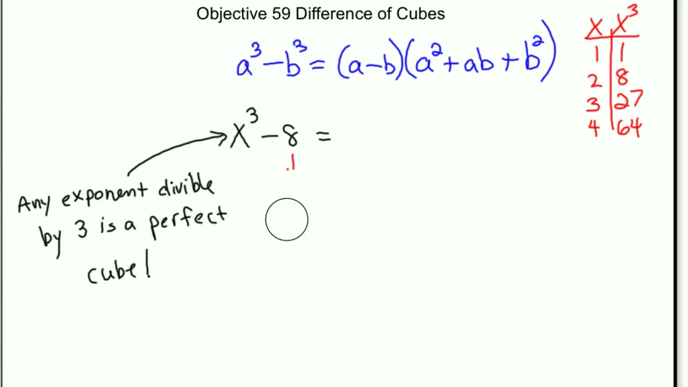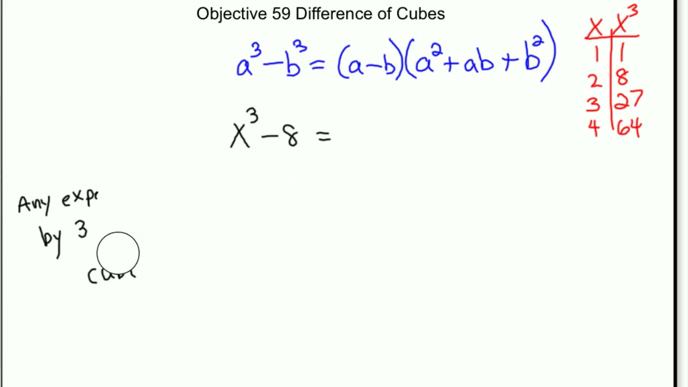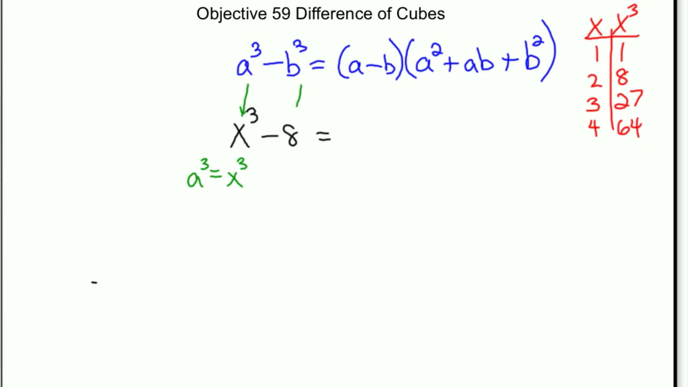Okay, so now that we've recognized all that, here's how we're going to apply our formula. Our formula says a cubed minus b cubed. Well, right now, this a cubed is the x cubed, and this b cubed is the 8. What I want to do is break the a cubed and b cubed down into their components that are going to fit into the formula, so the a and the b. Well, if a cubed is x cubed, that means that a is x. And if b cubed is 8, that means that b is 2.